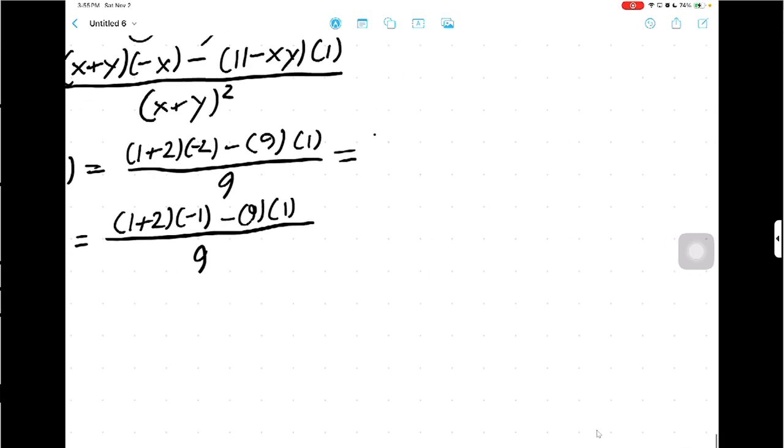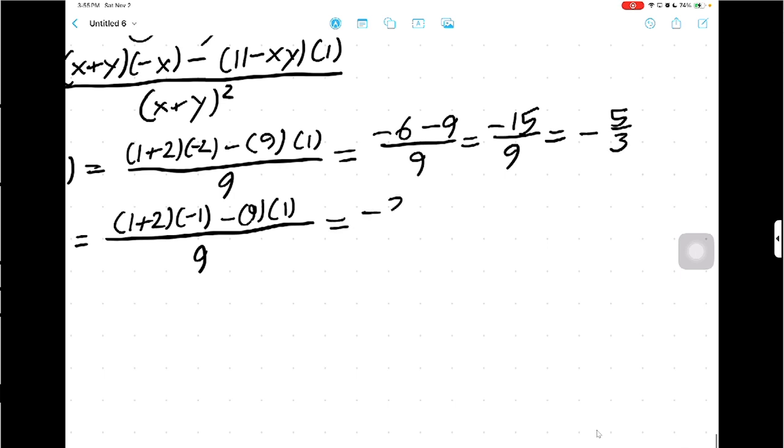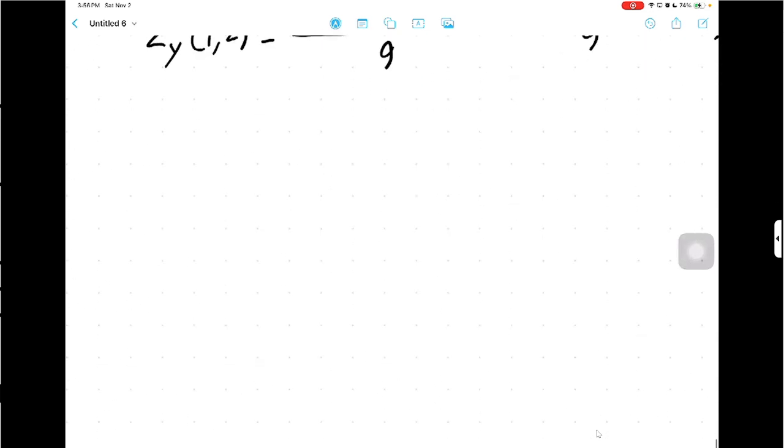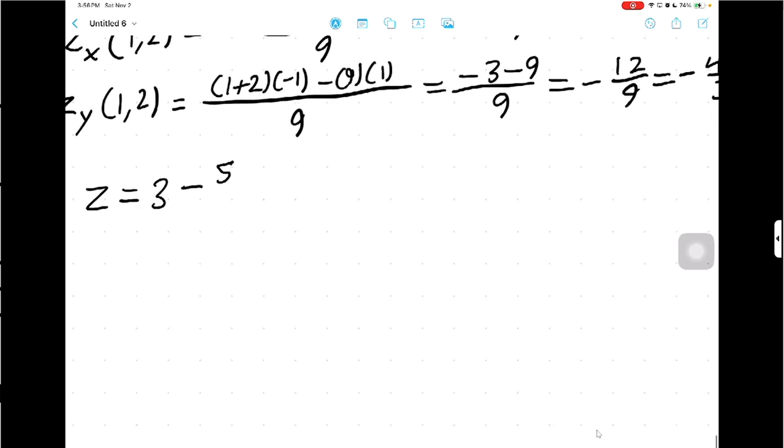This first one, we're going to get -6 minus 9 over 9. -15 over 9, -5/3. This one, we get -3 over 9. -3 minus 9 over 9. -12 over 9. -4 over 3. And so our tangent plane is z equals 3 minus 5 over 3 times x minus 1 minus 4 over 3 times y minus 2.